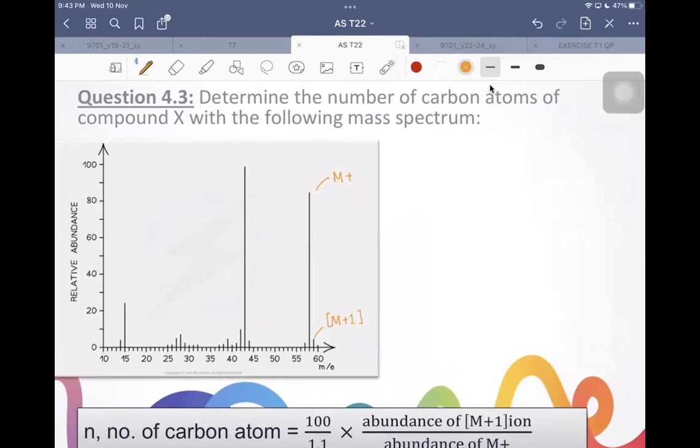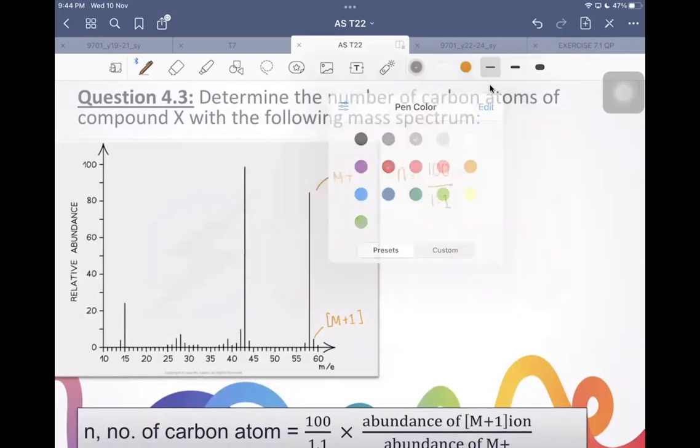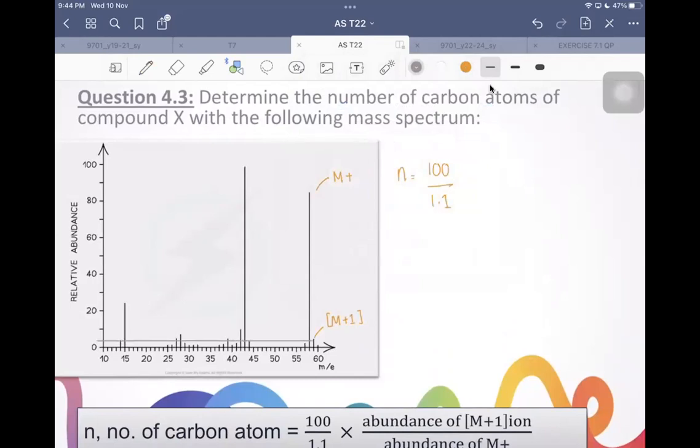Okay, so we use the same formula. N equals 100 over 1.1 times the abundance of M+1. If I take a ruler and read it, that should be around, because I checked, 3%. So that is 3% abundance, whereas the M peak, which is the molecular ion peak, is actually 85%.